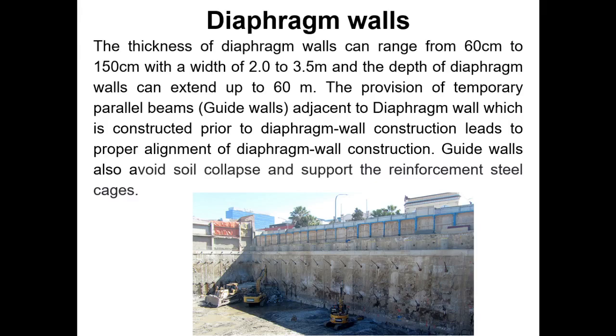The thickness of diaphragm walls can range from 60 to 150 cm with a width of 2 to 3.5 meters, and the depth of diaphragm walls can extend up to 60 meters.